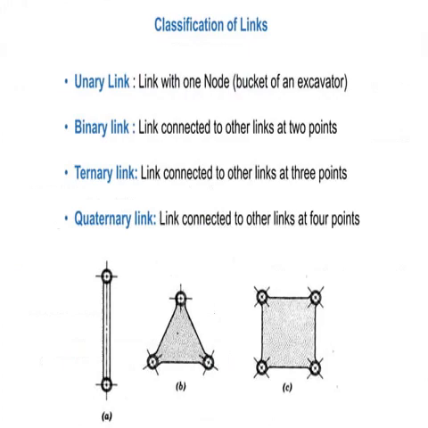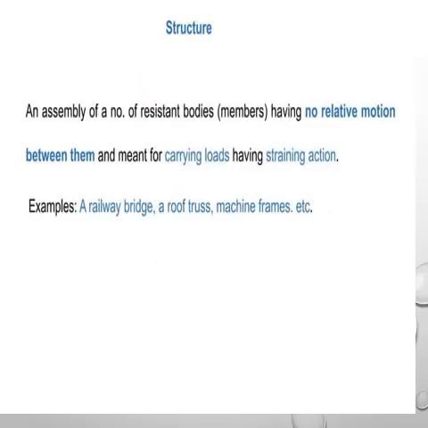Next, classification of links. There are four types of links: unary links, binary links, ternary links, and quaternary links. Next, structure. A structure has no relative motion between its members and is meant for carrying loads, having a straining action. Examples: railway bridge, roof truss, etc.